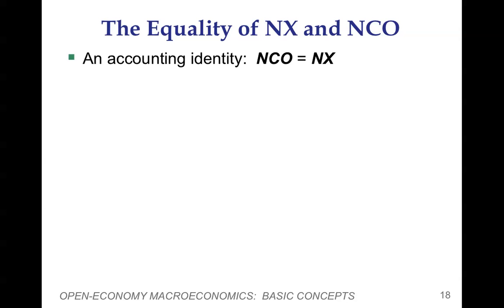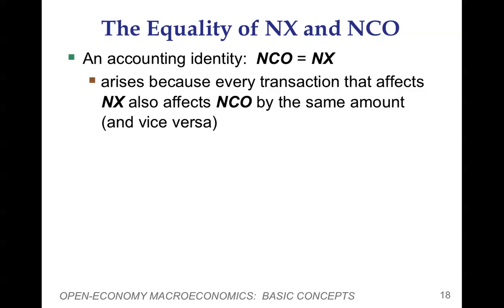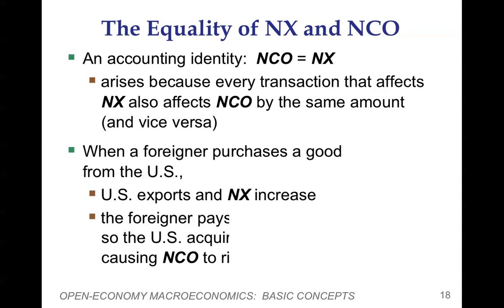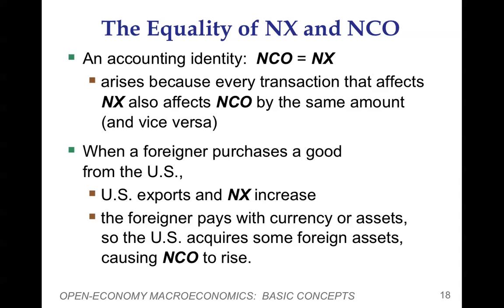So, they are equal. Why are they equal? Because every transaction that affects net exports also affects net capital outflow by the same amount, and vice versa. So when a foreigner purchases a good from the USA, US exports and net exports increase. The foreigner pays with currency or assets, so the US acquires some foreign assets, causing net capital outflow to rise.